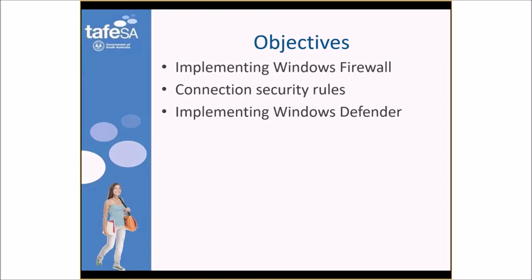Today we're going to look at the Windows Firewall. It's changed its name a little bit. It's called Windows Defender with Advanced Firewall. We'll look at some connection security rules, and we'll look at implementing Windows Defender. In this case, the second part is the antivirus. Well, that's a good thing.